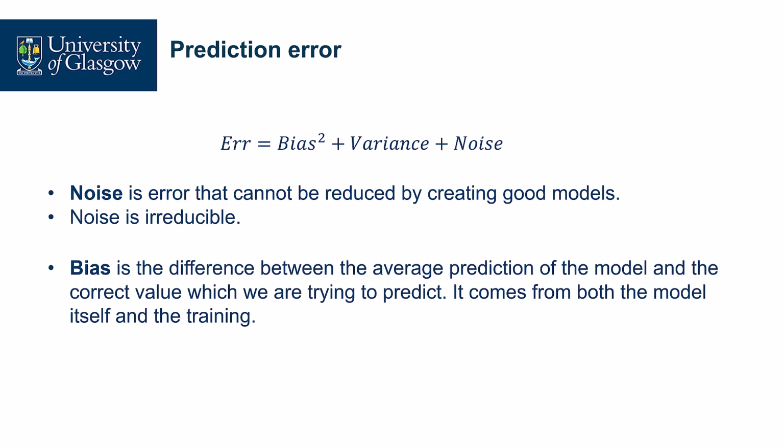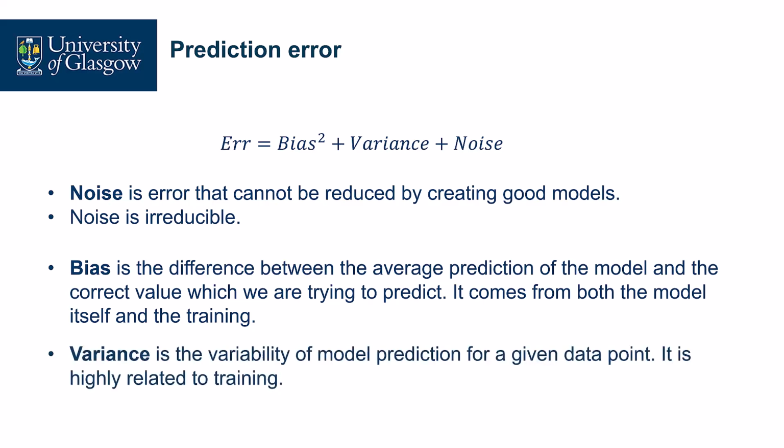Right? So variance is different. Variance is defined as the variability of model prediction for a given data point. This one is highly related to training, and we will provide more explanation and examples later in this session. So let's first see the bias.